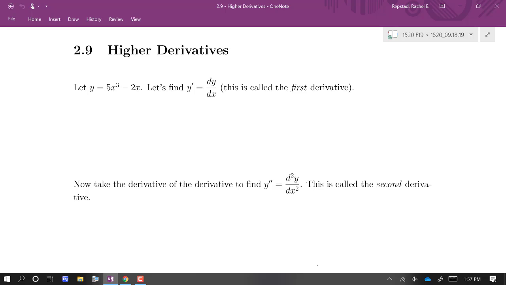So let's say we have a function, 5x cubed minus 2x. We love that function. It's a polynomial. That means it's easy. There's no products. There's no chain rule to worry about. Let's find y prime, or dy dx. Let's find its derivative. What do we get? 15x squared minus 2.